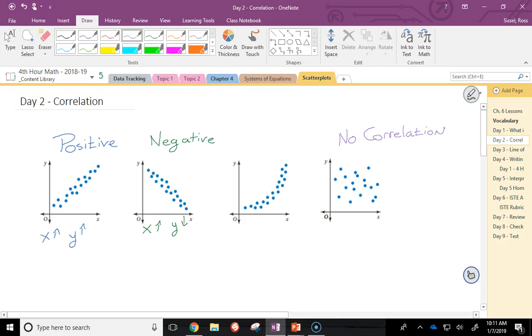Since I did waffles and grades, this fourth one is probably the waffles and grade one. Your grade did not matter how many waffles you ate. So that's why the dots are all over. There is no upward trend. There's no downward trend. Harrison? We're going to get to that. So this is no pattern. No pattern, no trend.